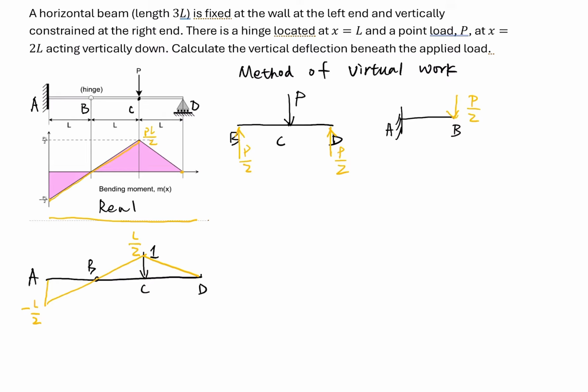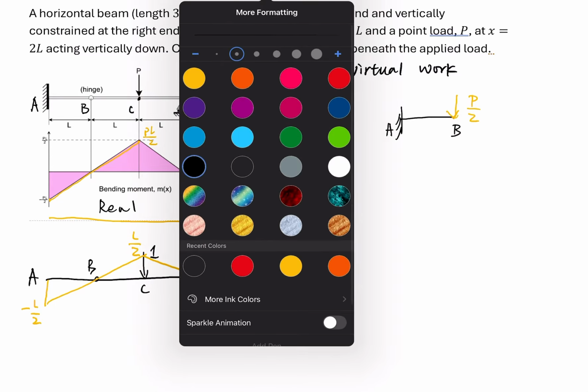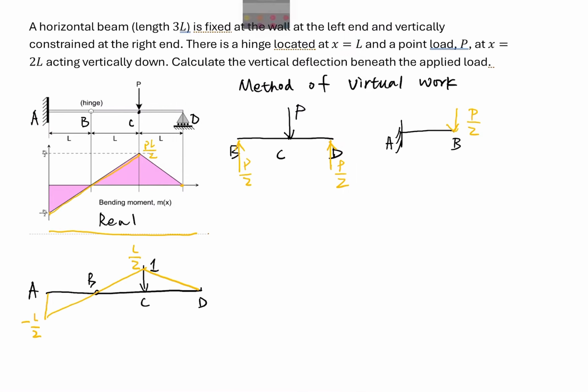Once we know the internal bending moment for the real system and the internal bending moment for the virtual system, we can derive the deflection at point C as the integral of small m times capital M over EI dx. The small m is the virtual internal bending moment, and the capital M is the real internal bending moment, as shown on these two diagrams.